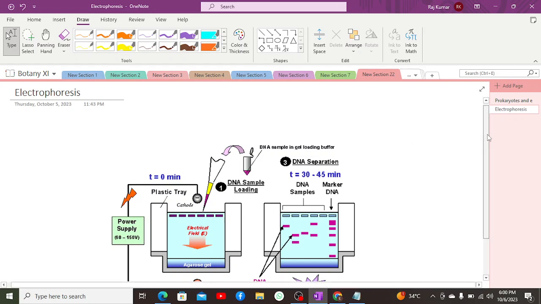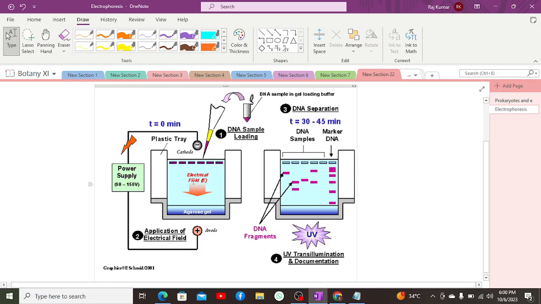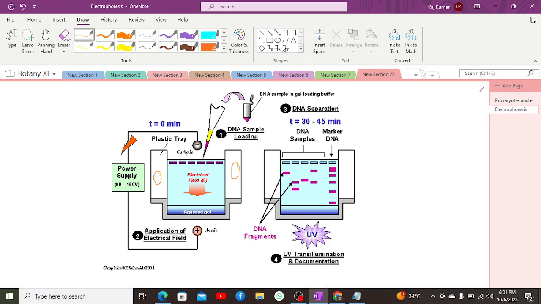Here, as you can see in the diagram, this is an electrolytic cell. It is just like a tray-like structure in which there are two electrodes, cathode and anode. Cathode is negative, anode is positive. There are two side compartments with salt solutions, which act as buffer. In between, there are two glass or plastic plates, which make the electrolytic solution quite viscous. Within that, the electrolytic solution is utilized as agarose.